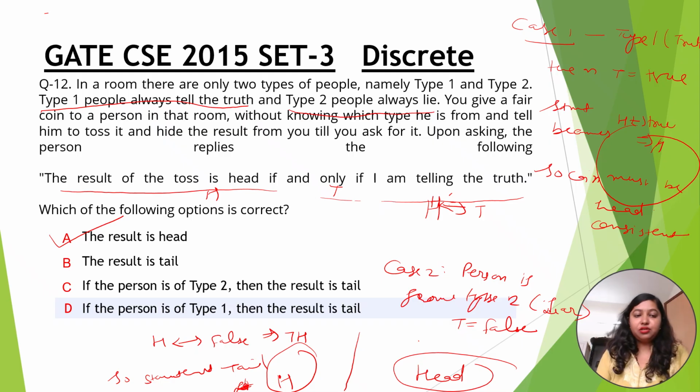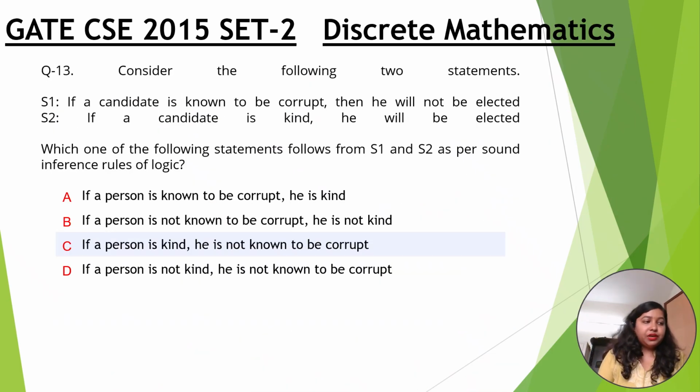Now next question. Okay, so we are having, consider the following two statements S1 and S2. S1 को हम ले लेते हैं जो यहाँ पर C से हम ले लेते: if the candidate is known to be corrupt then he is not elected. S2: if a candidate is kind he is elected. Which of the statements S1 and S2 are logical as per inference rule of the logic.